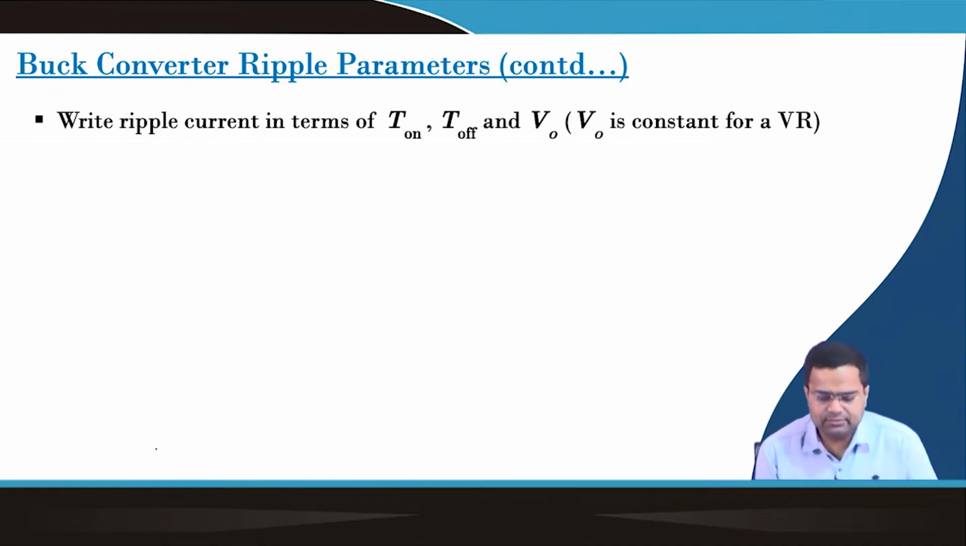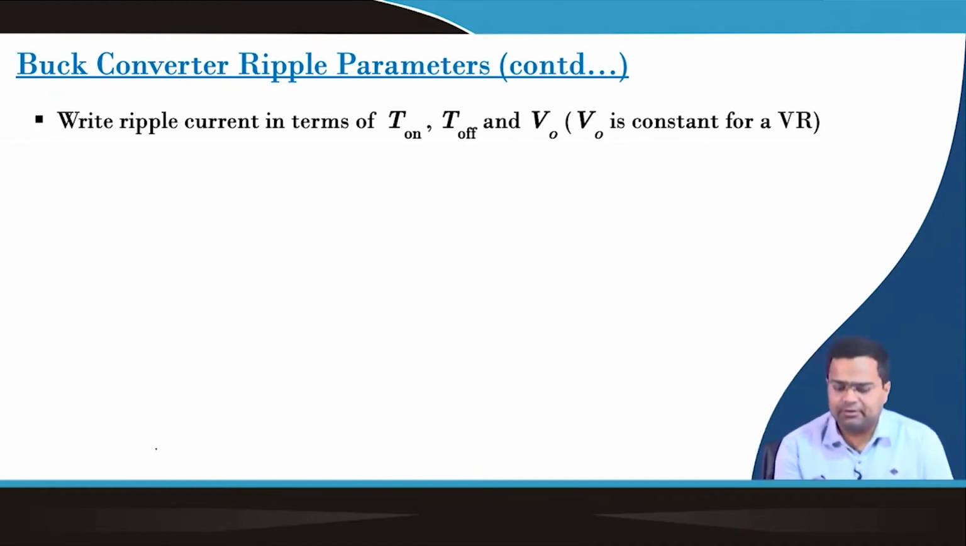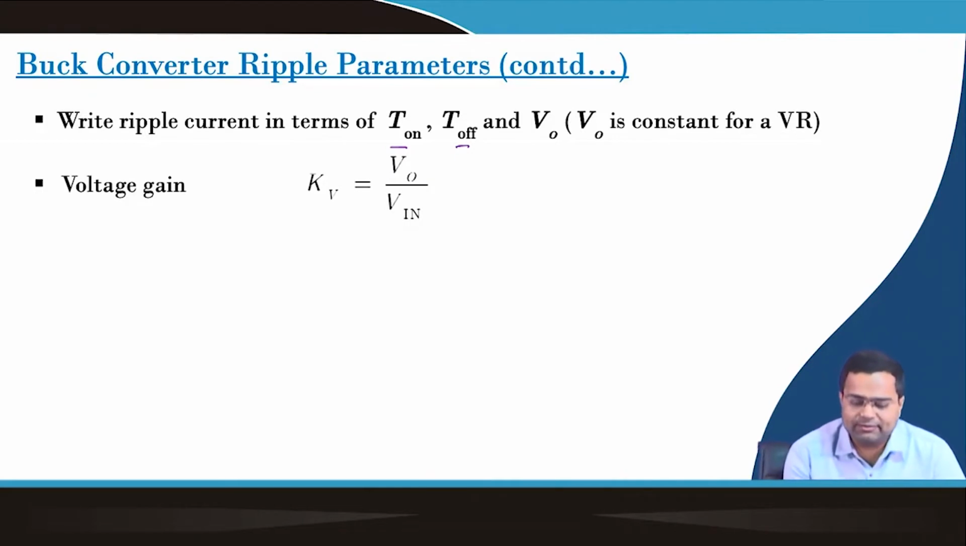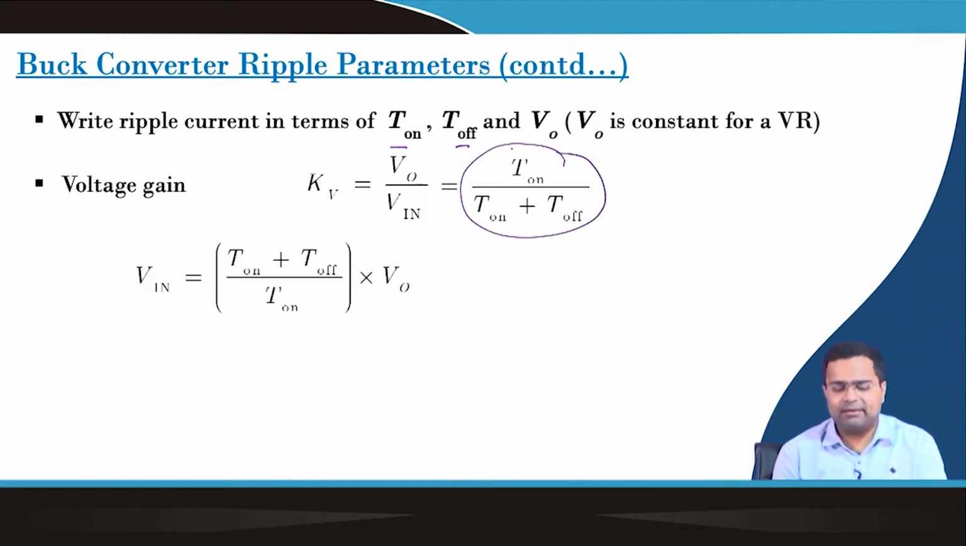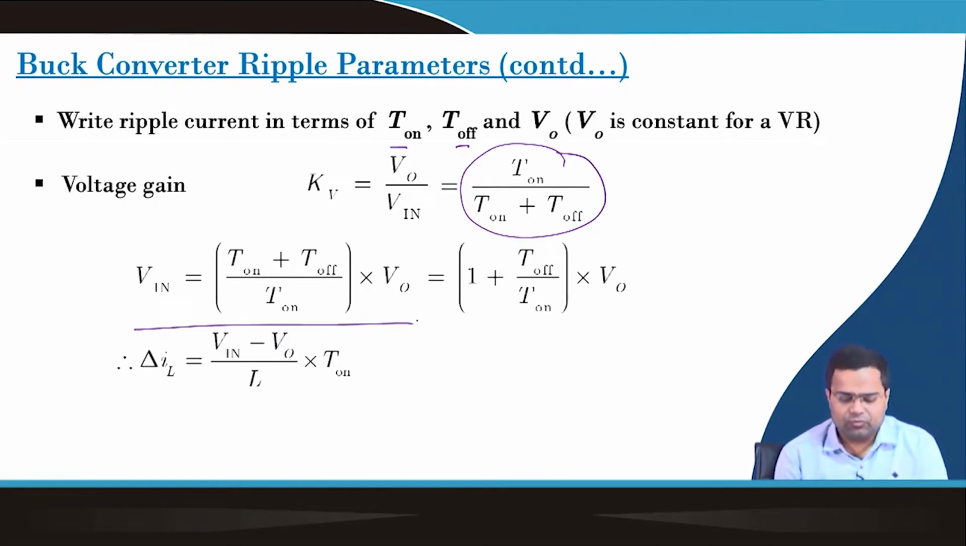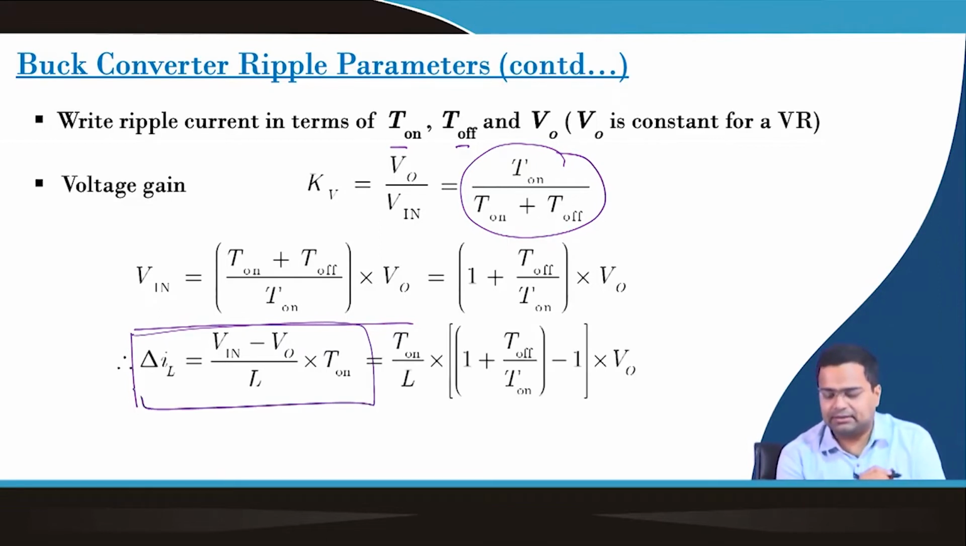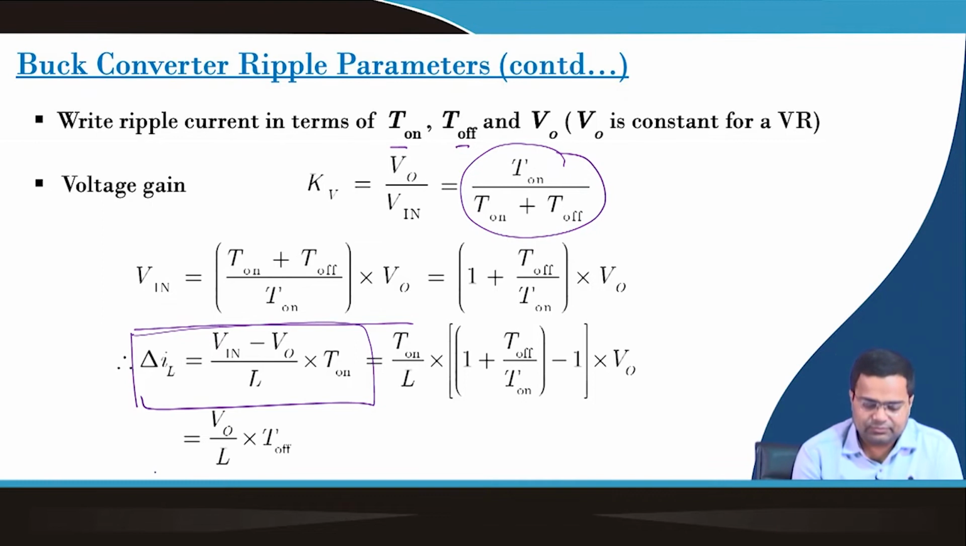Now, we want to write the ripple parameter in terms of on time and off time, and we want to write it in V0 rather than V in. The voltage gain is V0 by V in, and the voltage gain can be written in terms of on time and off time. So, you can write the input voltage in terms of V0, from where the inductor ripple can be written in terms of the timing parameters, which is finally this. So, this is my delta IL, my inductor ripple.